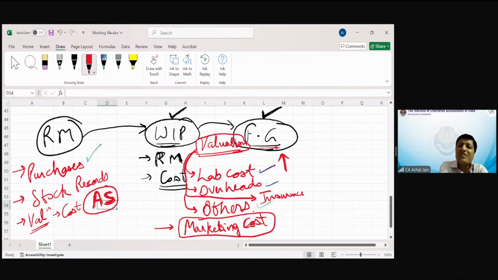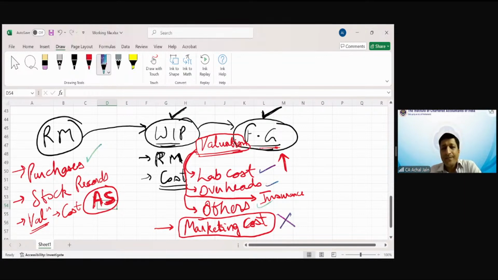Now the point is very simple, that this marketing cost which you observed. So tell me one thing. Can the marketing cost be included in the cost of the inventory? Tell me, everyone. Do you think marketing cost can be included in the cost of the inventory? Will that be appropriate? Yusuf says no. What about others?